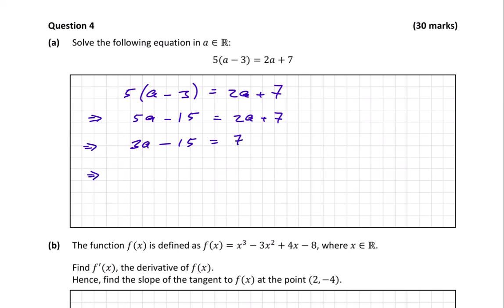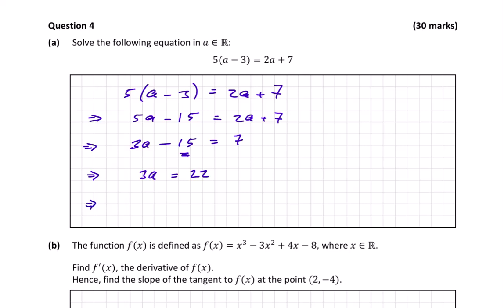So let's get rid of this 15 next. So let's add 15 to both sides. Because it's minus 15, we're going to add 15. So we'll be just left with 3a on the left-hand side, and we'll be left with 22 on the right-hand side. When you add 15 to 7, you get 22.